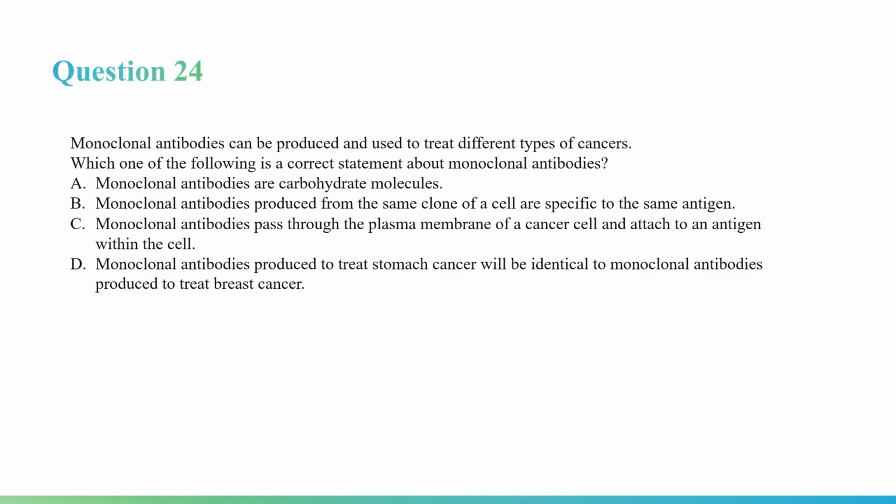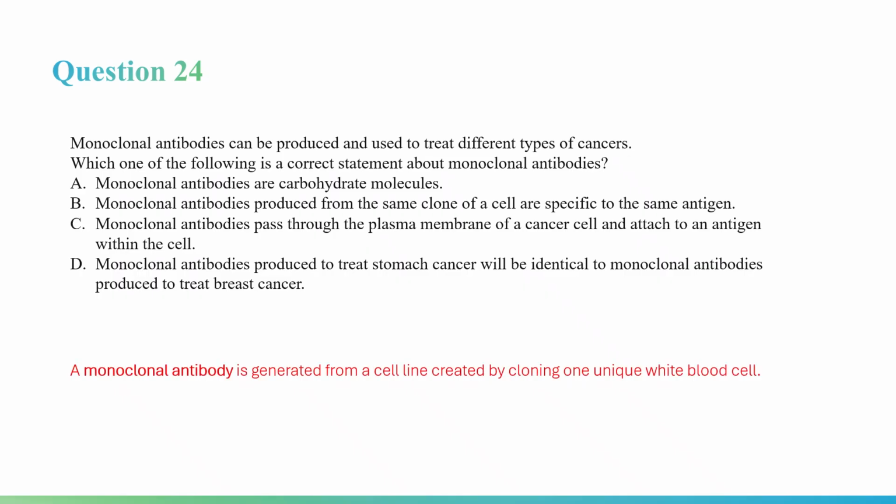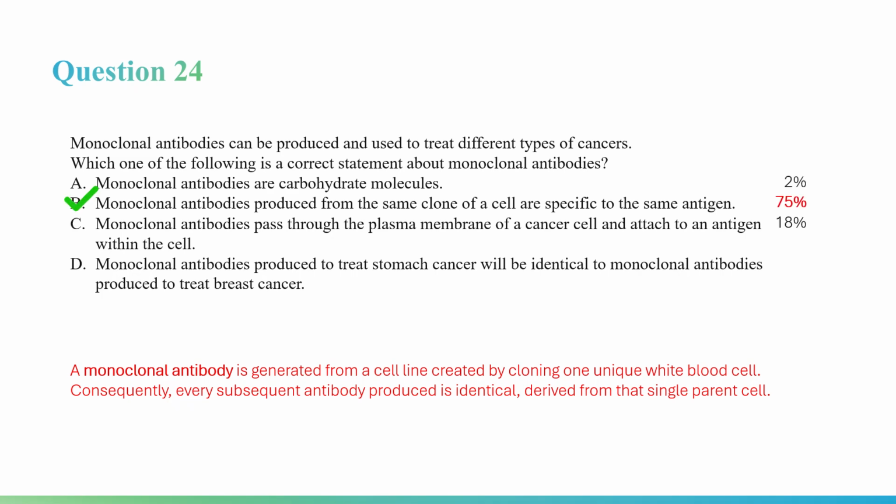A monoclonal antibody is generated from a cell line created by cloning one unique white blood cell. Consequently, every subsequent antibody produced is identical, derived from that single parent cell.